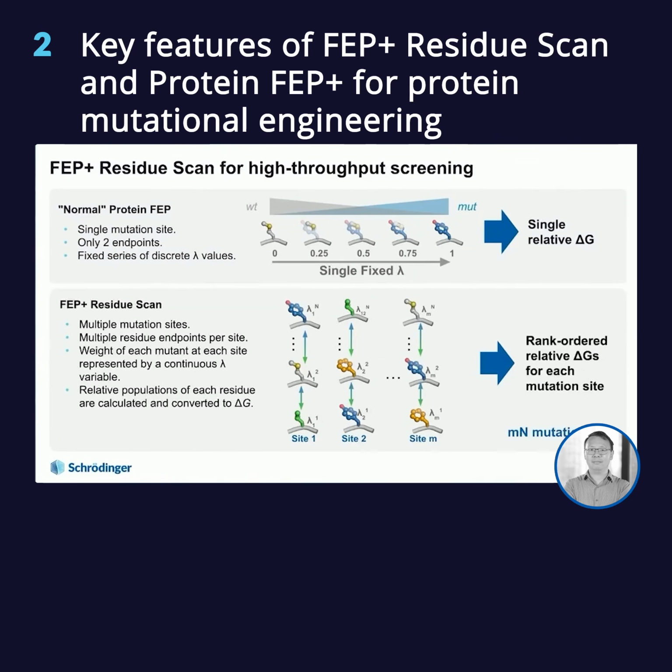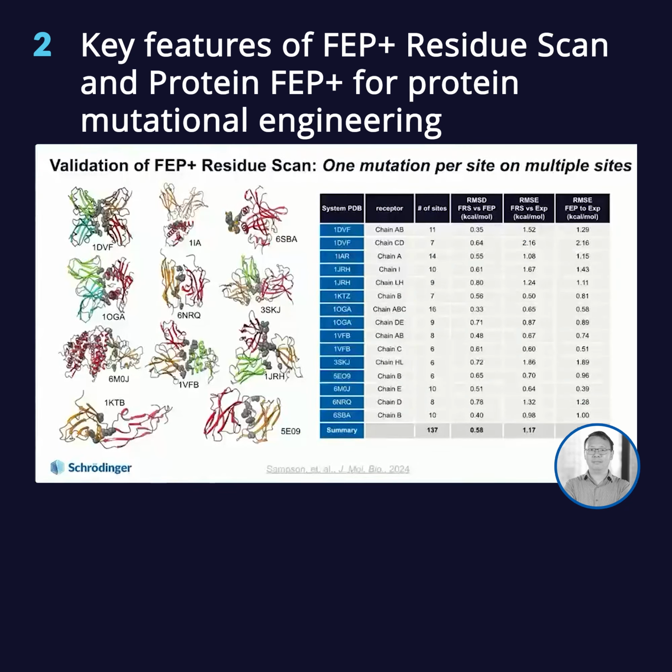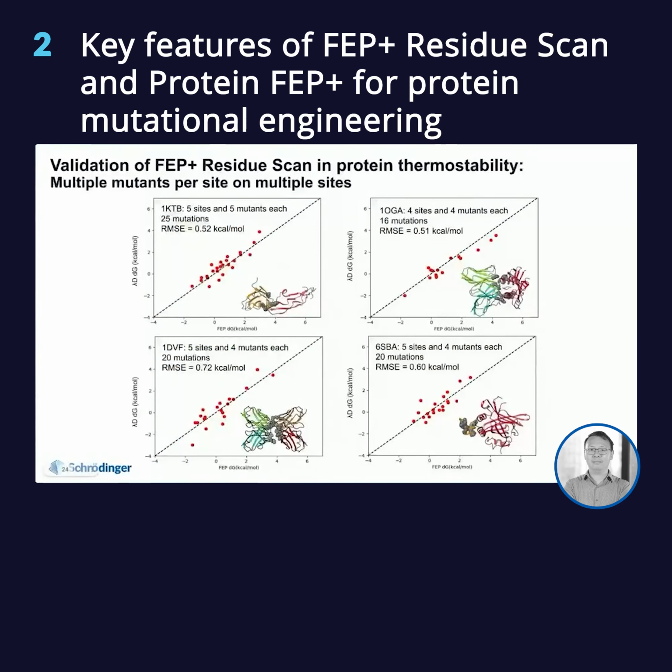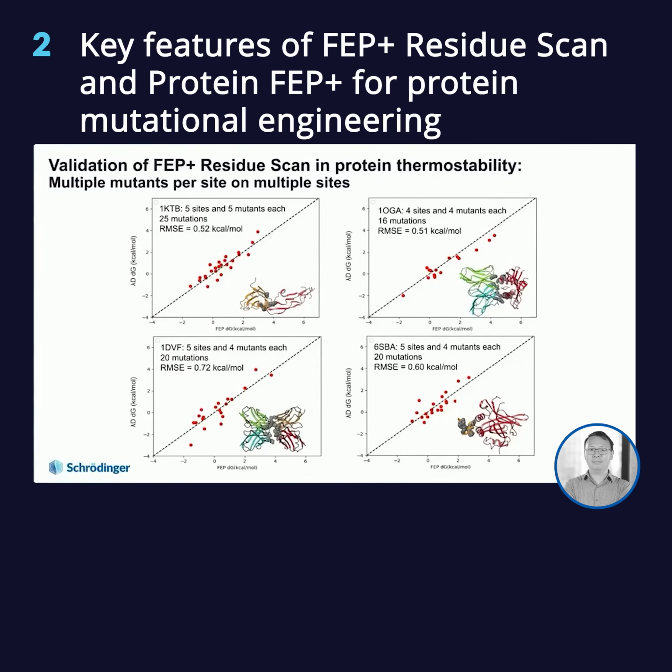Recently, we have worked out a novel method called FEP+ Residue Scanning that enables multiple mutations on multiple sites to be simultaneously modeled in one simulation, offering about 20 times speedup compared to conventional protein FEP without compromising the accuracy. We have extensively validated this new method, FEP residue scanning, on many different systems. For example, on these 12 protein-protein benchmark systems, we ran FEP residue scanning on each case, and the results are almost identical to the benchmark protein FEP, and also in very good agreement with experiment, providing much higher throughput. We have also extensively validated this method on many other systems, both in the context of protein thermal stability and protein-protein binding affinity.